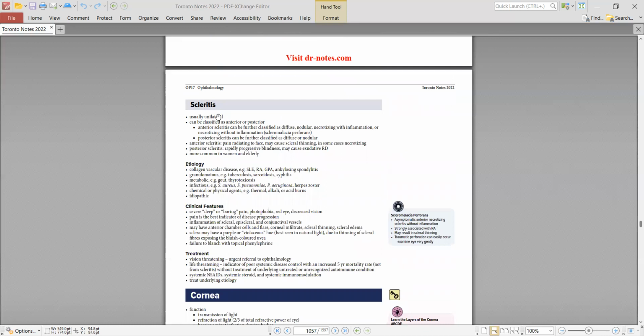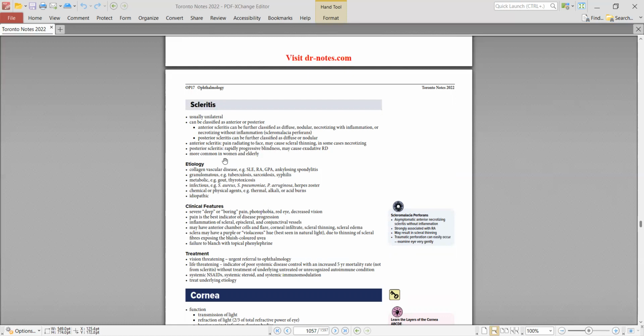Scleritis is inflammation of the white part of the eye. So this is a very, very serious thing. This can be unilateral, classified as anterior, meaning the front part of the sclera, and posterior, the back part of the sclera. In anterior scleritis, pain is there radiating to the face, and it may cause scleral thinning. In posterior scleritis, there is rapidly progressive blindness, and it may also cause exudative retinal detachment.